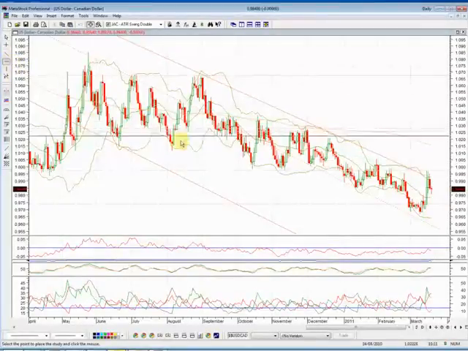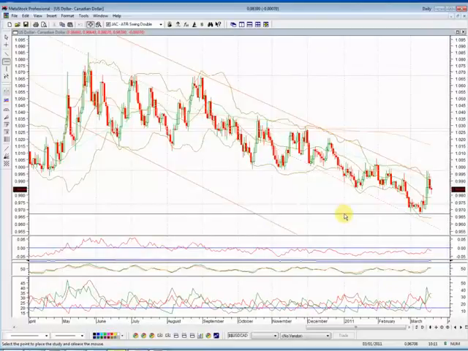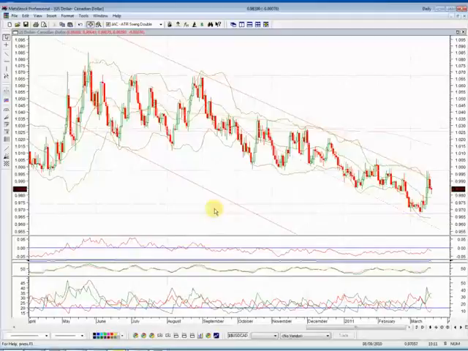Let me put another line just to make sure we follow up those levels. So that region here should be a support region, and we probably are going to see some sideways action, some short range days when we reach that level here. I don't see strength in the US dollar compared to the Canadian dollar.